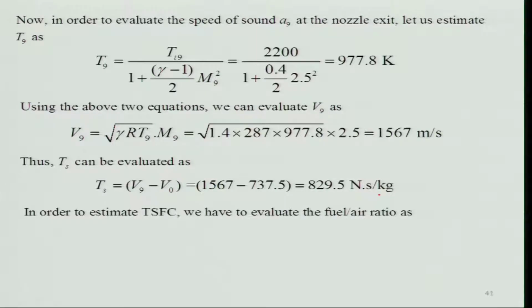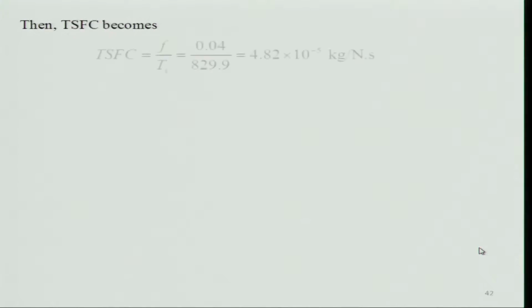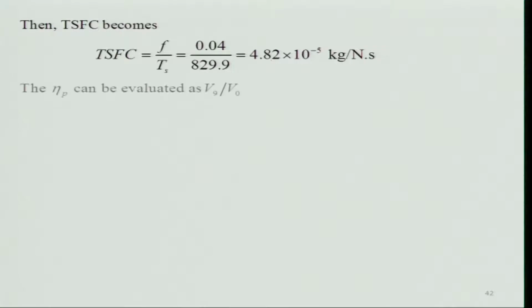So in order to estimate TSFC, we can evaluate all those things: CP, delta SC, TT4 minus TT2. Right? We are not using tau b, tau r, but you can put that it happens to be 0.04. And keep in mind that this is a ratio, right? So using this we can find out TSFC is equal to F by TS, that will be 4.82 into 10 power minus 5 kg per Newton second, and which is same as that.